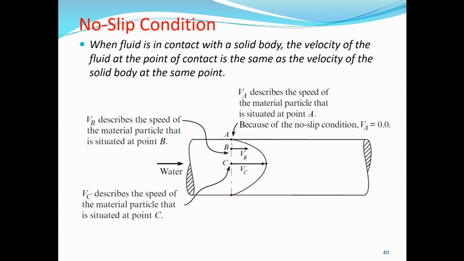So here you have 3 points, A, B, C. At point A, the velocity describes the speed of the material particle that is situated at A. Because of the no-slip condition, VA equals 0, because the particles in contact with the solid body have velocity of 0. B describes the speed of the particle situated at B, and C has the highest speed because it is far away from the boundary.